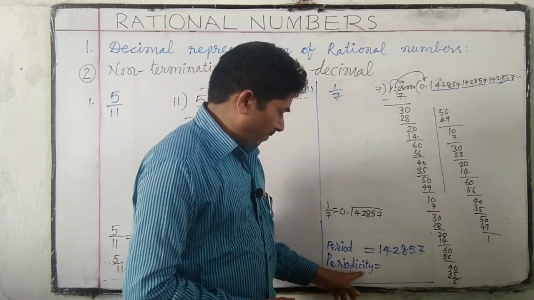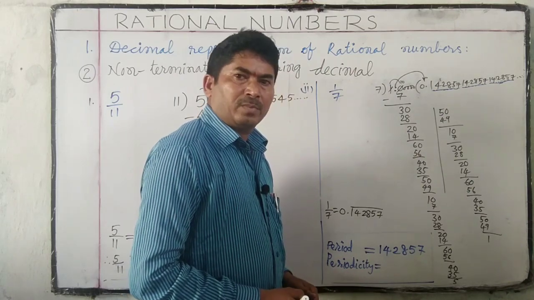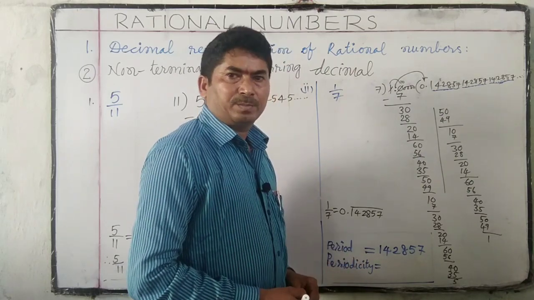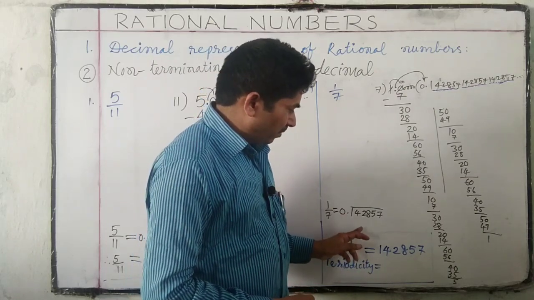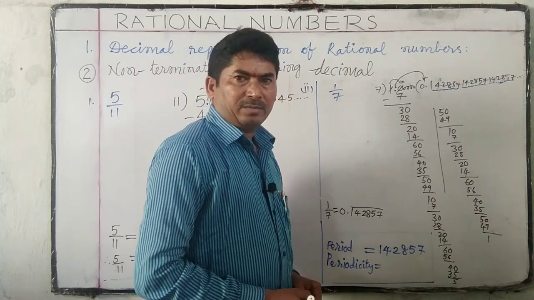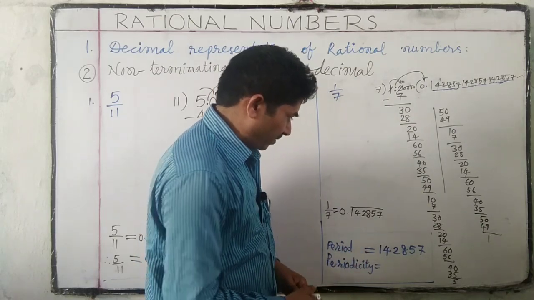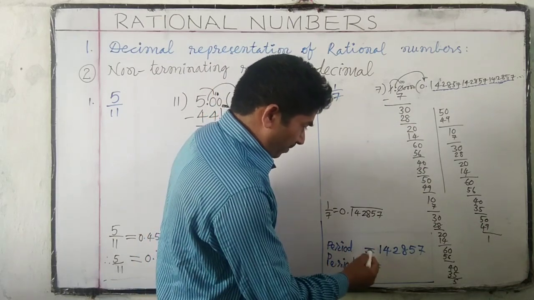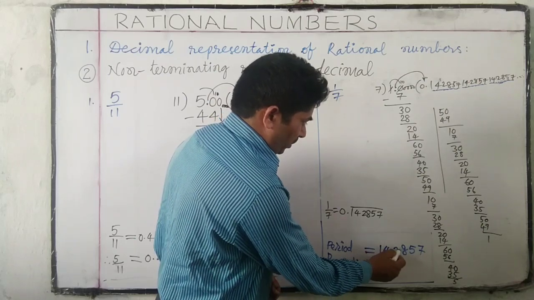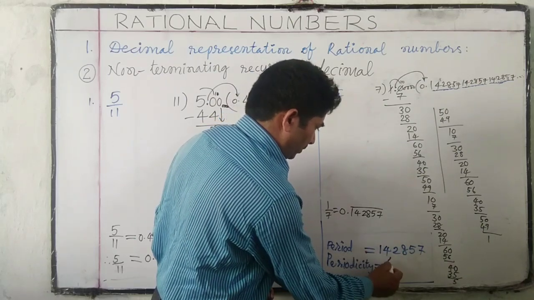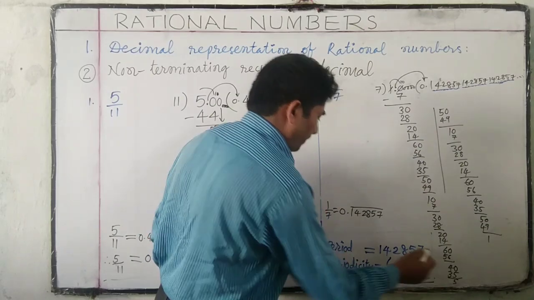And what is periodicity? The number of digits in the recurring part is called periodicity. In this, how many digits? 1 2 3 4 5 6. So 6 is the periodicity.